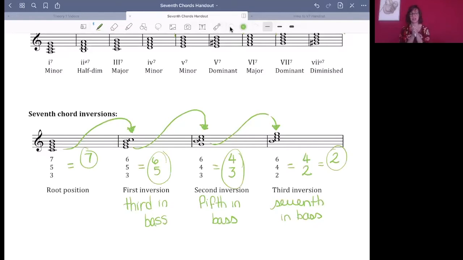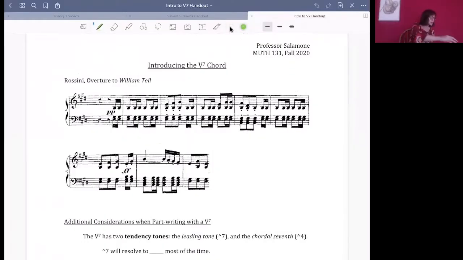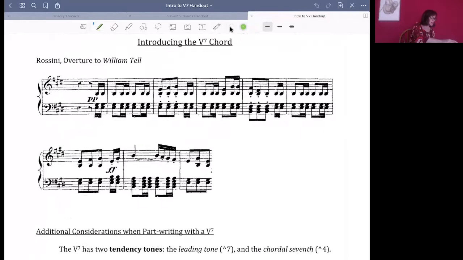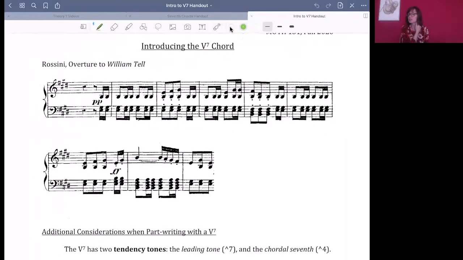Now we're going to take the rest of the time to focus on arguably the most important 7th chord, which is the 5, 7. So go ahead and get your intro to 5, 7 handout, and we will start with that. Okay, so you've got a score snippet in front of you. This is from the end of the William Tell Overture. I'm assuming most of you know this, either from William Tell or from Looney Tunes, one or the other.